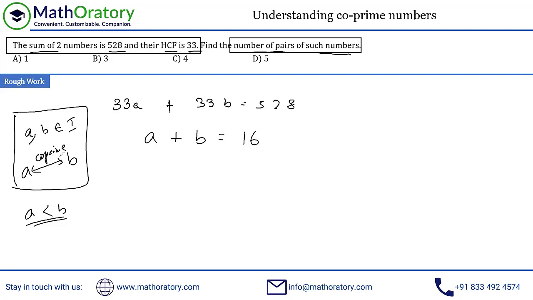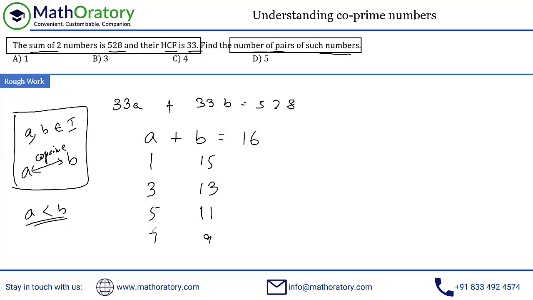Just keep one thing in mind: if A and B are co-prime to each other, then A has to be co-prime to 16 and B has to be co-prime to 16 as well. Just consider numbers which are not multiples of 16. 16 has only 2 as a prime factor, right? So consider everything else. So 1, 3, 5, 7, all of these are allowed. So 15, 13, 11 and 9, these are the corresponding values of B, by the way.